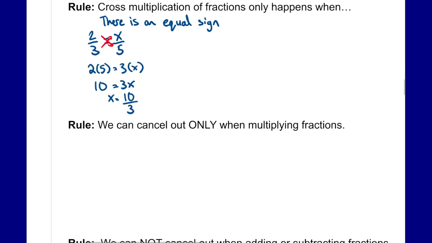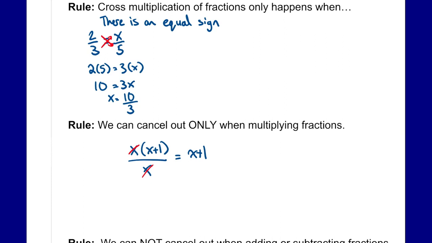Third rule, we can only cancel out when multiplying factors. Right? So I can only cancel out when we're multiplying fractions, sorry, not factors. So for example, if I have x plus 1 divided by x, I can cancel out the x's, and I'm left with x plus 1.